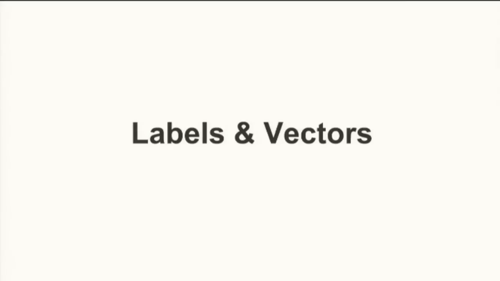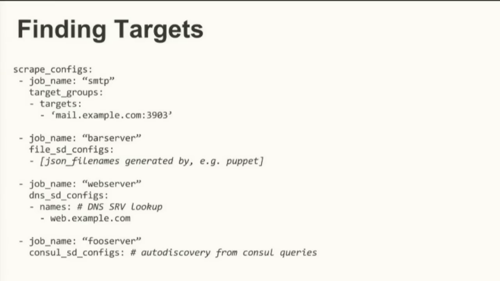So I've mentioned labeling. When we name a time series, earlier we said things like errors, and the code is a label on that errors time series name. We've added other things, like the name of the job is SMTP or bar server.